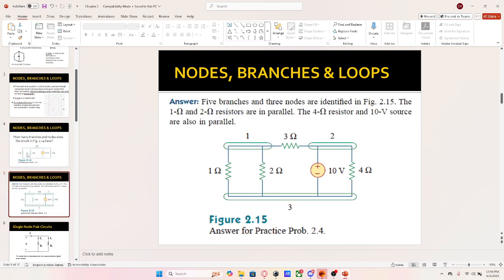As you can see from the example answer itself, we are correct. There are 5 branches, 1, 2, 3, 4, 5. And there are 3 nodes identified as 1, 2, and 3 over here because they are connected to one point at the bottom.